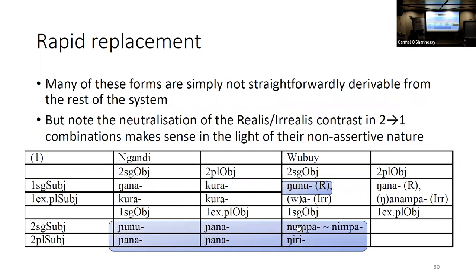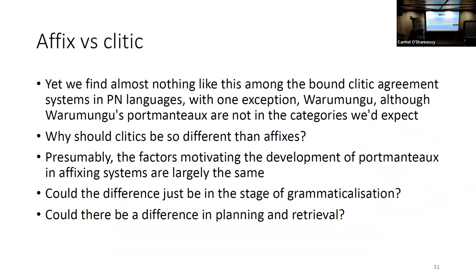I think it's interesting that the realis-irrealis contrast is neutralized just in the combination of second person subject with first person object. And that kind of makes sense given what we found about the context in which those combinations occur in discourse, which is that they tend to be non-assertive. And so the forms that we get here in Wuboy, we can't exactly reconstruct what this is, but it looks like other irrealis prefixes in Wuboy.